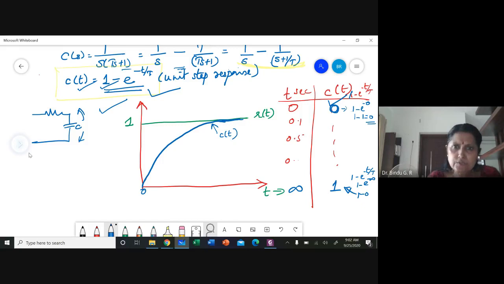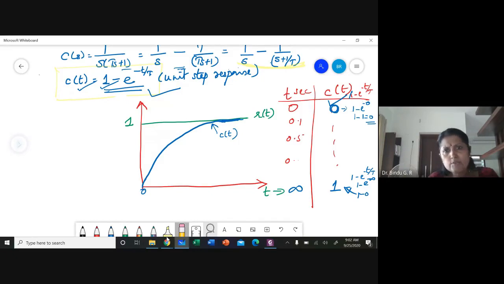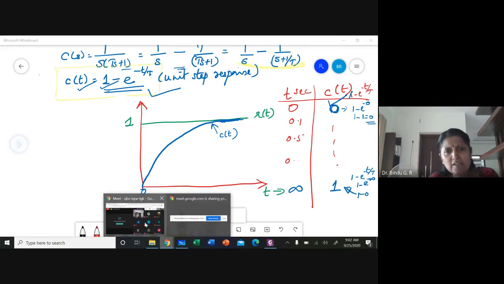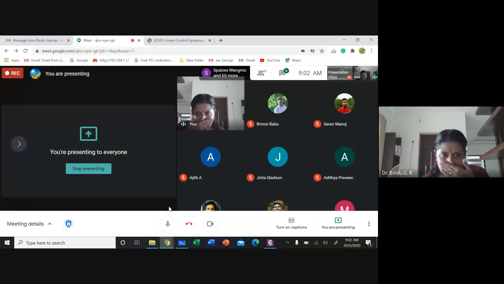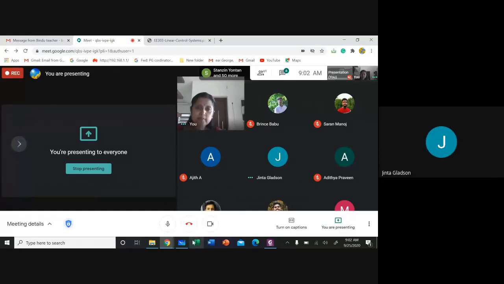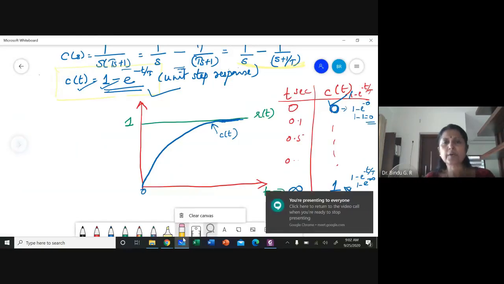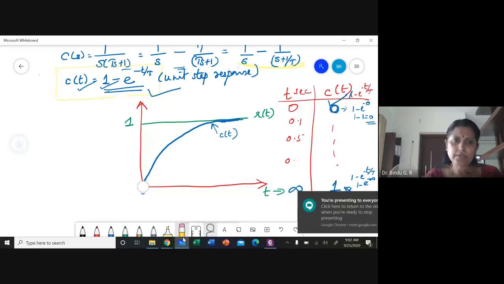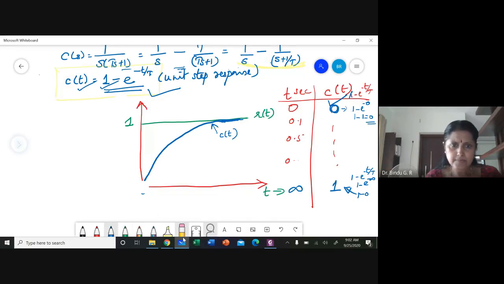Is so much clear to everyone? This is the first order unit step response of a first order system. Is so much clear to everyone? Whom should I ask? I don't know. Anyone can volunteer, tell me. Jinta, is this clear, Jinta? Yes, ma'am. Okay.